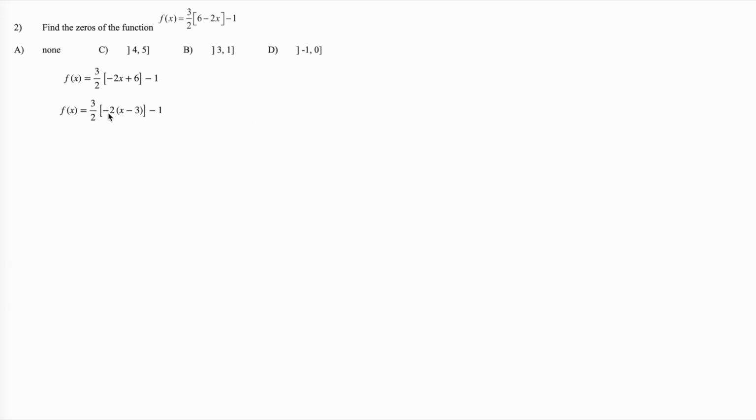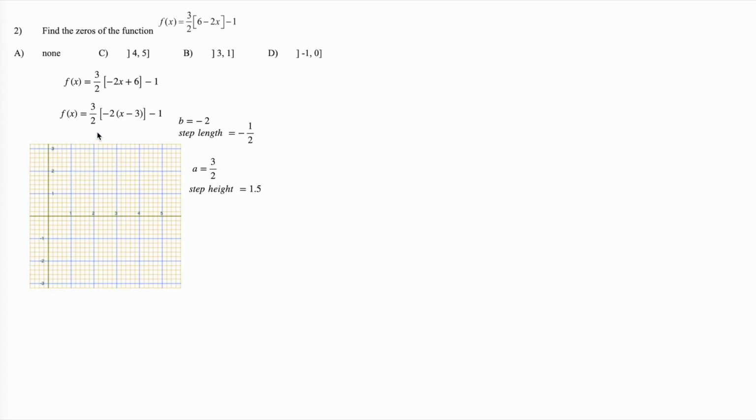The b term is negative 2. That means the step length is 1 over this. The step length is negative 1/2. If we graph this, our h is 3 and our k is negative 1. The a is 3 over 2. That's the step height is 1.5.